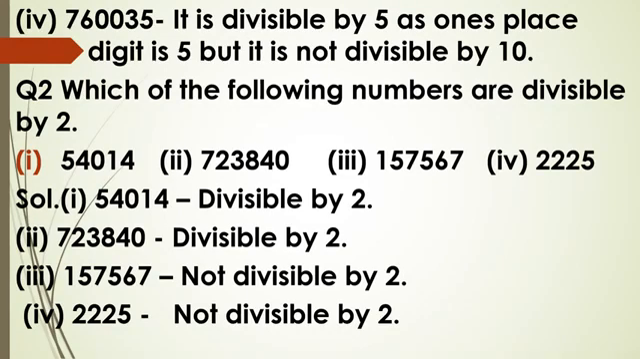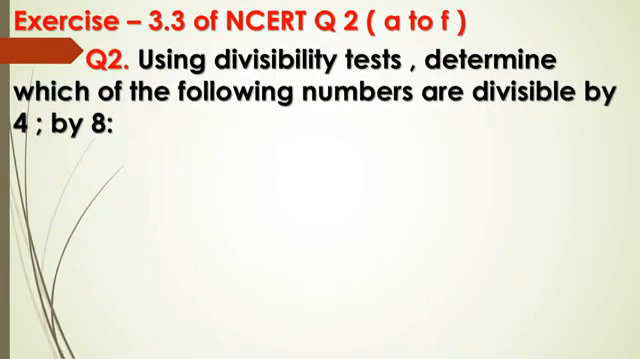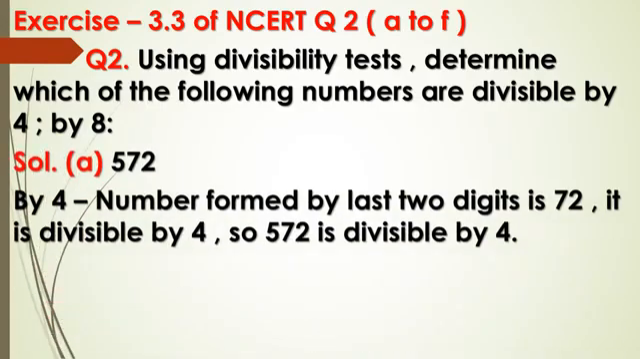Now exercise 3.3 of NCERT, question number 2. Again I am telling, I think by mistake in the lecture I have written question number 3. But it was done by mistake. You have to do question number 2. If you have not done it or if you have done it wrong, then now do it. Question number 2 is, using divisibility tests, determine which of the following numbers are divisible by 4 and by 8.